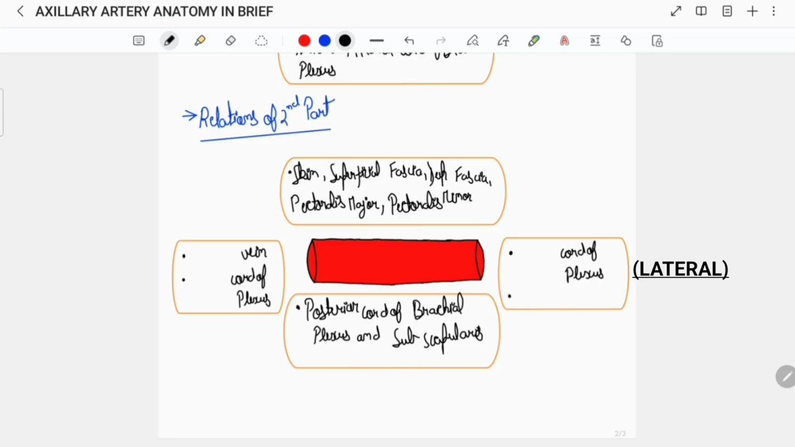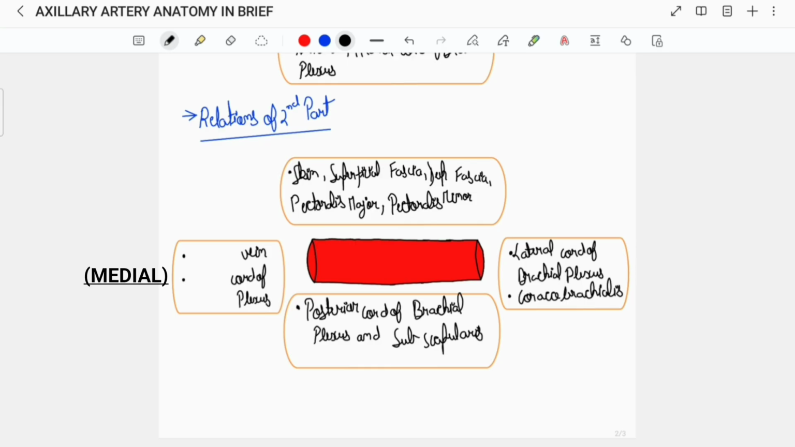Laterally, the second part of axillary artery is related to the lateral cord of the brachial plexus and coracobrachialis. Medially, the second part of axillary artery is related to the axillary vein and the medial cord of the brachial plexus.